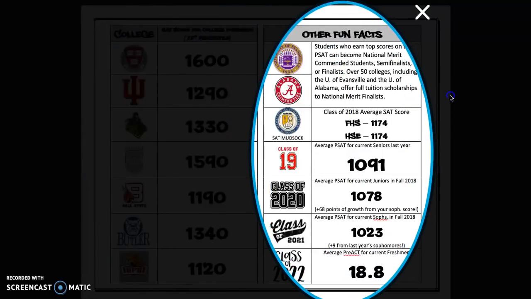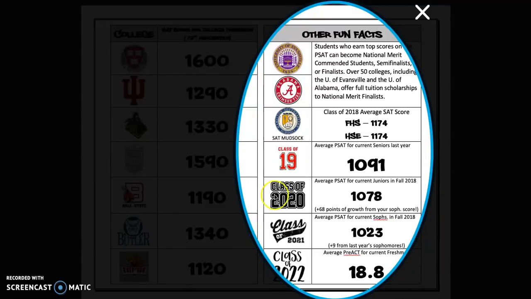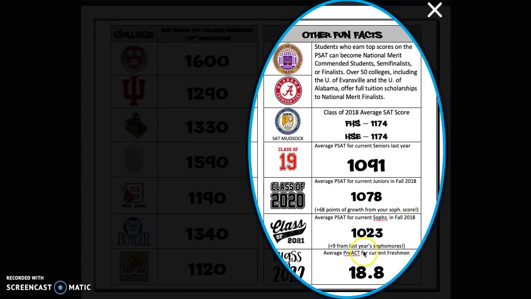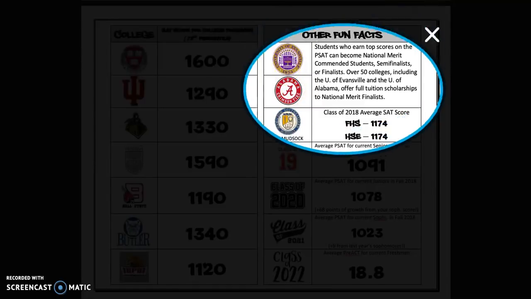You also have other information, other fun facts, as it were. So, for instance, here at the top, you have some fun facts about students who do well on the PSAT. There are colleges who give out full rides to students who are National Merit finalists. Those are the students in, I believe, the top 1% of PSAT takers. So, Alabama, University of Evansville, give out free rides for high PSAT scores.